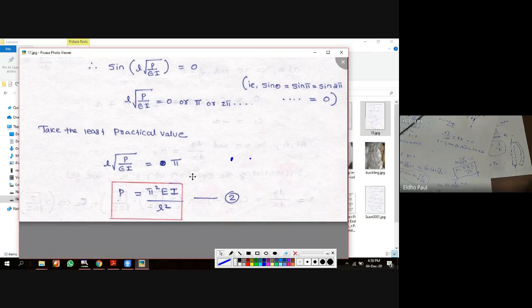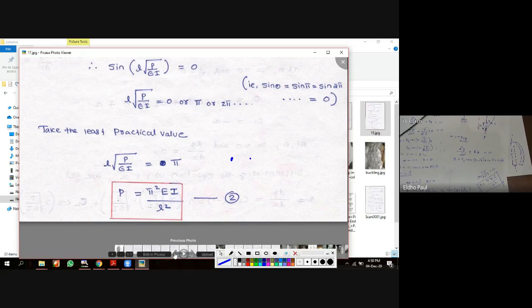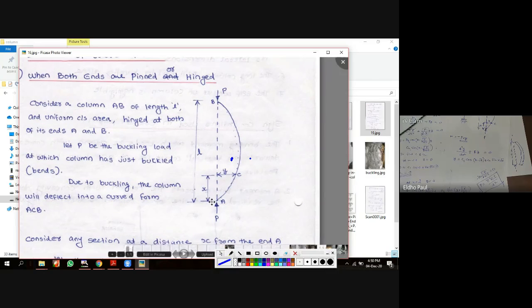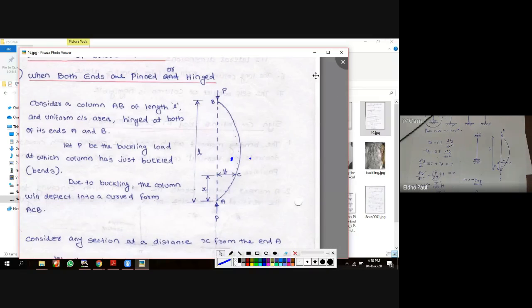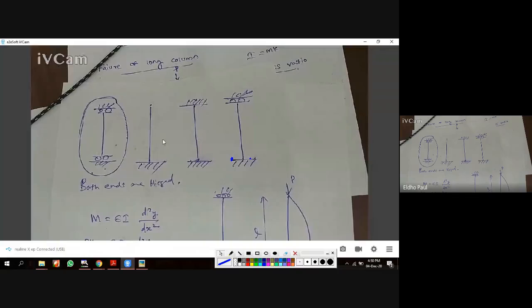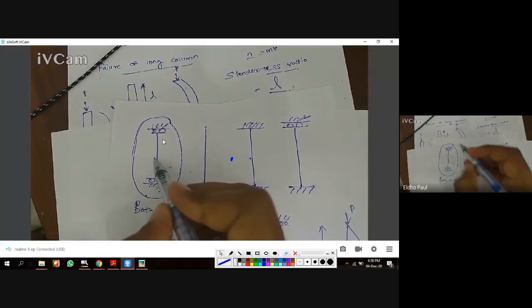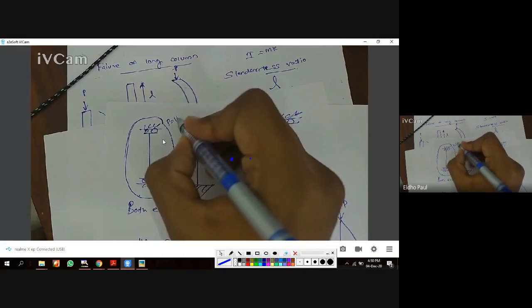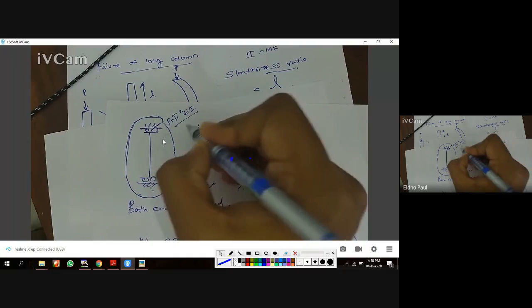So that is the Euler's equation for hinged ends. It's very important. This is the derivation for both ends hinged. So that is the first end condition, both ends are hinged. Here P is equal to pi square EI by L square.